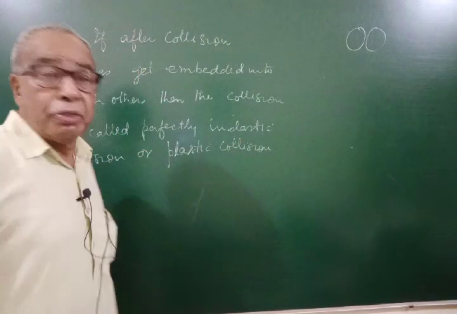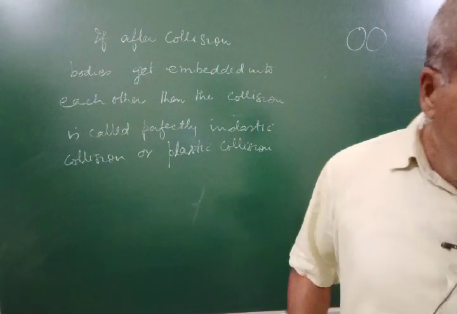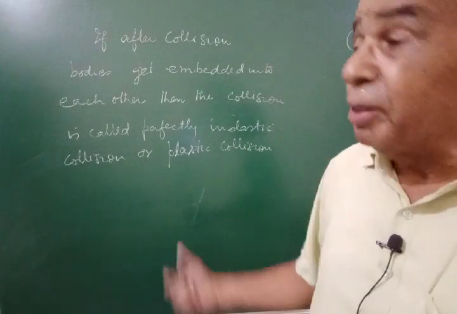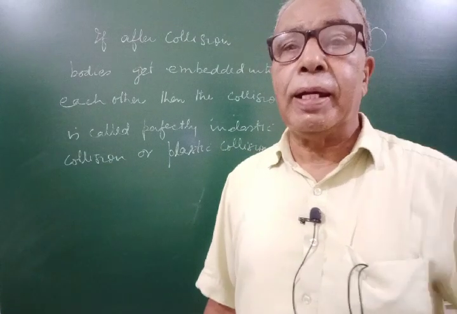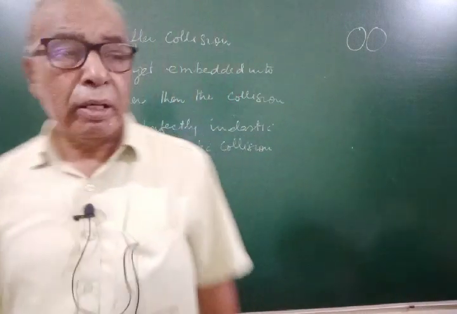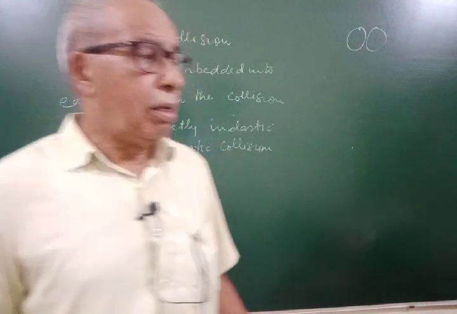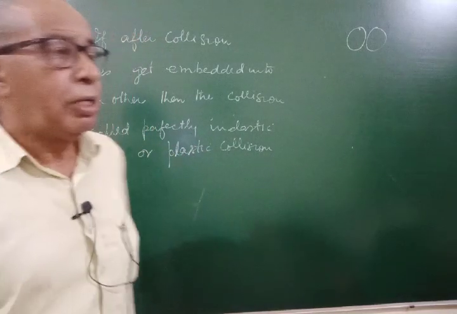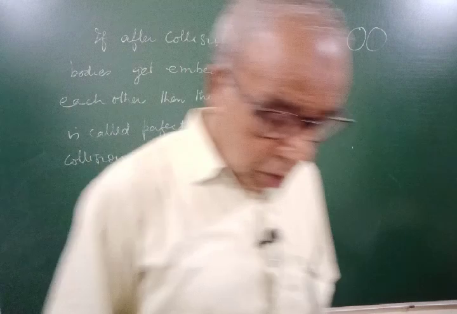Which one? The inelastic collision in which bodies after collision get embedded or coalesced into each other. They become one and move together. Then the collision is said to be perfectly inelastic. For example, when a big moving vehicle collides with a small vehicle and that gets into it, they move together. That type of collision is called perfectly inelastic collision.